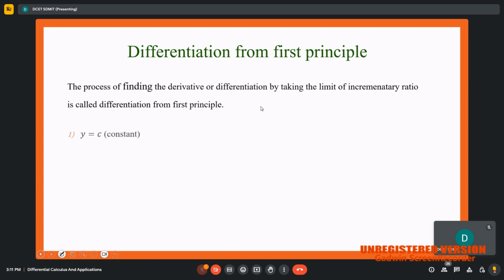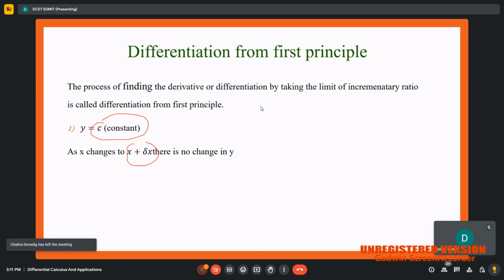Consider y is equal to c. Here as x changes to x plus delta x, there is no change in y. Why is there no change in y? Because y is a constant. When y is constant, only x changes, y does not change. For example, suppose there is a straight line.